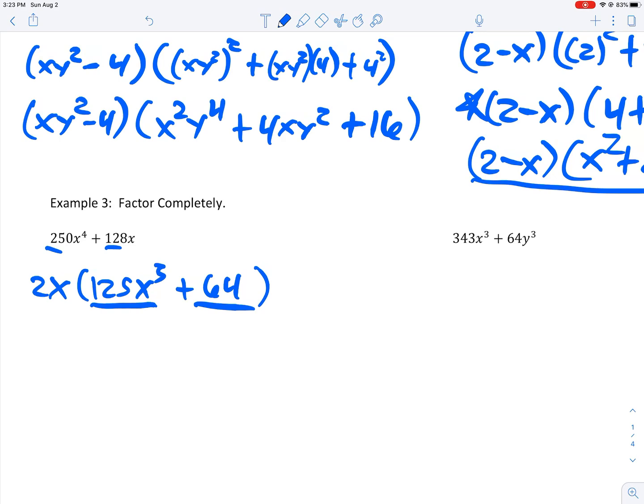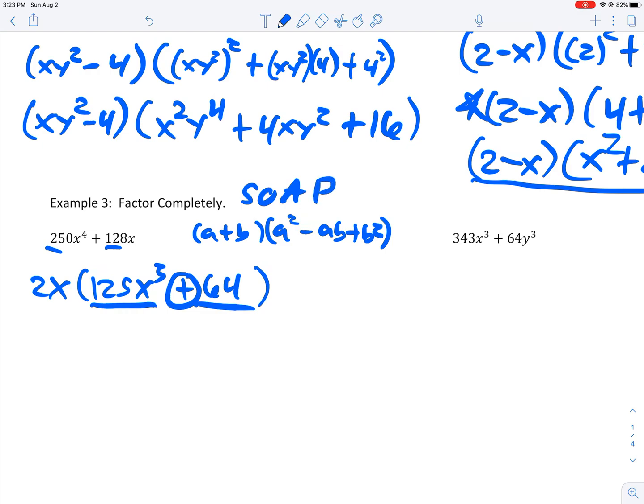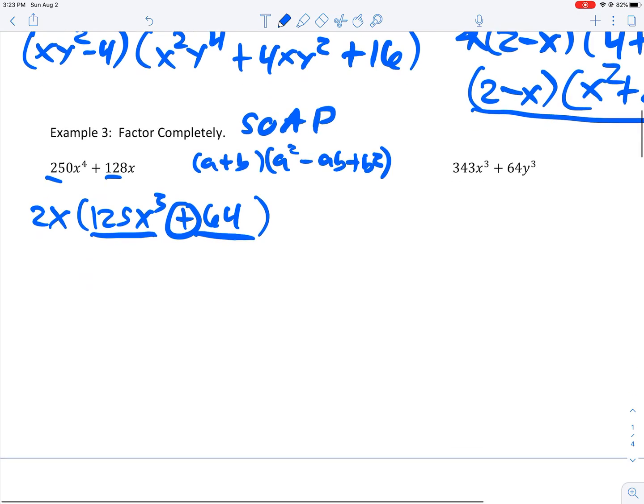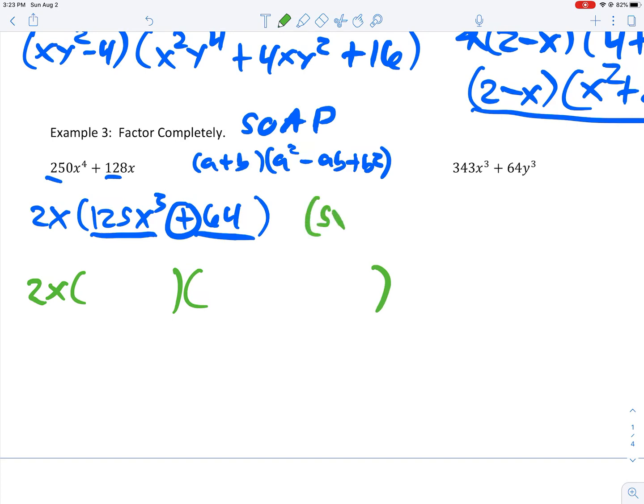Well, those are all perfect cubes. So now I can do what I did before. Binomial, trinomial, a, b. A squared, AB, B squared. It's a plus, so same, opposite, always positive. Remembering SOAP. So now I know there's a 2x out in front. Binomial, trinomial. What's being cubed here?